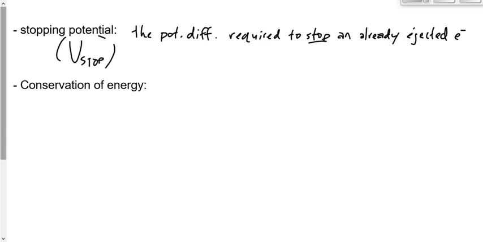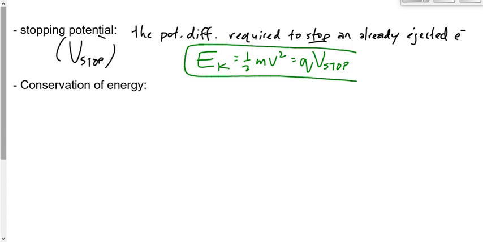If we did, then we would see that that stopping potential is related to the initial kinetic energy of the electron. Right? The electron's been ejected. It has a kinetic energy that's equal to 1/2 mv squared. That kinetic energy gets converted as the electron gets stopped, gets converted to potential energy. So we would say that the kinetic energy of the ejected electron is equal to 1/2 mv squared, but it's also equal to q V stop. Q being the charge of the electron, V stop being the stopping potential required to stop that electron once it's already been ejected.